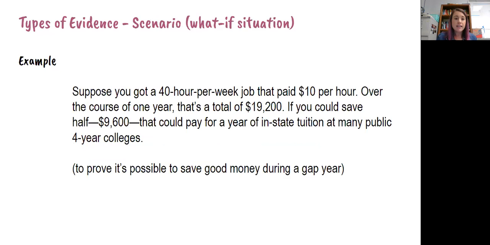The final is a scenario, a what if. This is similar to an example, but gives a little bit more specifics. So in this situation, proving it's possible to save good money during a gap year, I would offer this fake scenario. So suppose you got a 40-hour per week job that paid $10 per hour. Over the course of 1 year, that's a total of $19,200. If you could save half, $9,600, that could pay for a year of in-state tuition at many public four-year colleges. So that's just kind of a very broad what if situation, but a little bit more specific than an example.